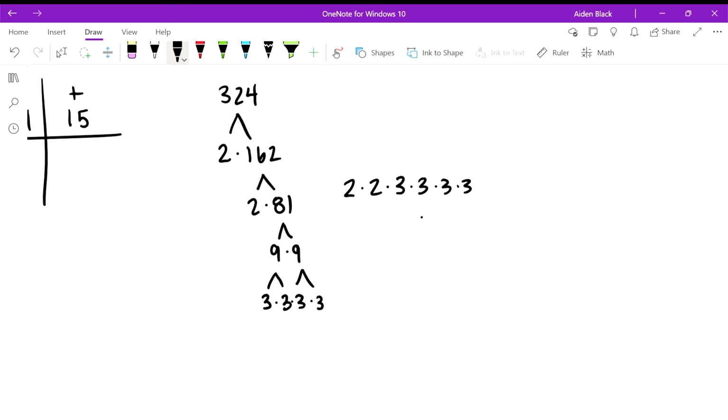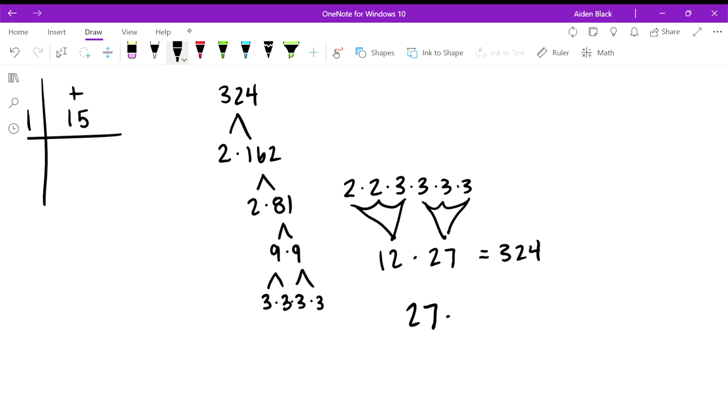Perhaps we can do 2 times 2 times 3. That's 4 times 3, that's 12. And this is 3 times 3 times 3, that's 27. So you'll see this gives us 12, 2 times 2 times 3, and then 3 to the power of 3, or 3 times 3 times 3, gives us 27. So this equals 324. Ah, here we go.